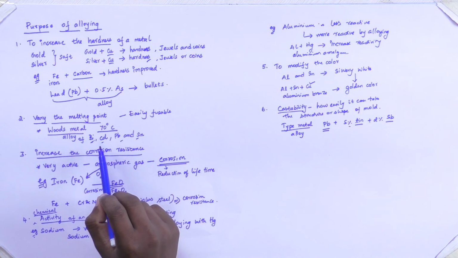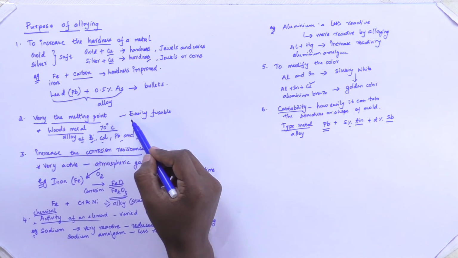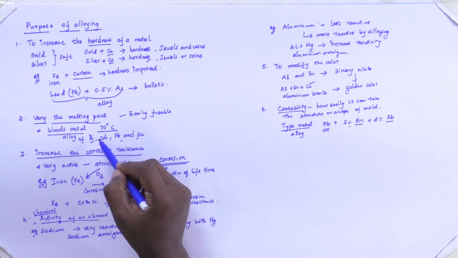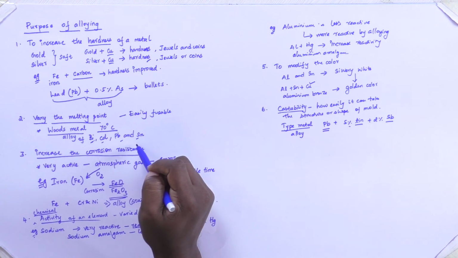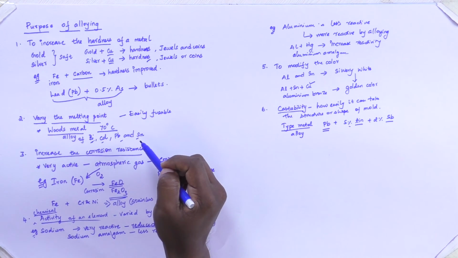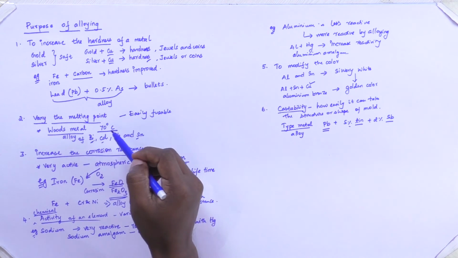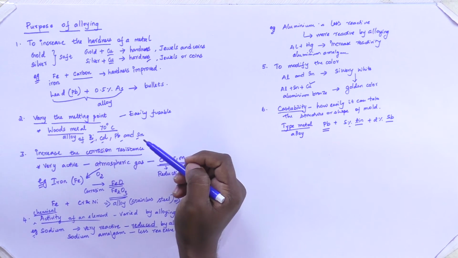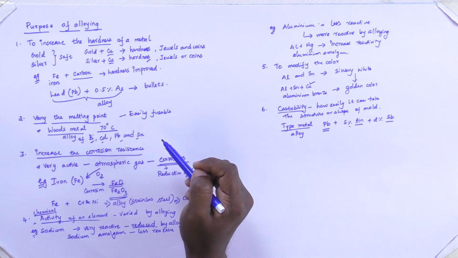And in the second case, we discussed the melting point. We can improve the melting point of any given element by making it an alloy, so that when we reduce the melting point, it will be easier for any element to be made into a product.